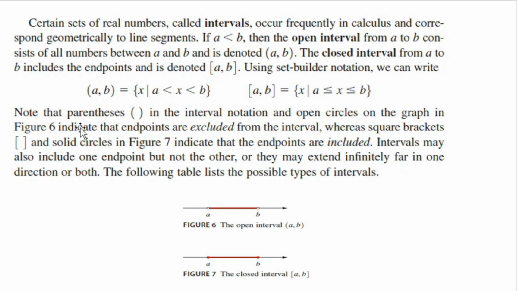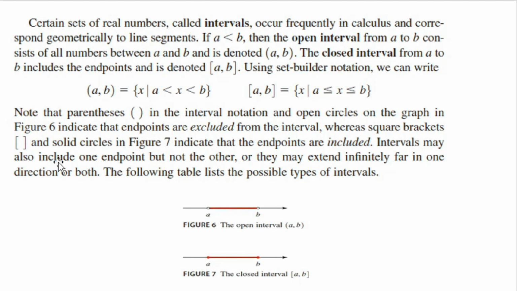Note that parentheses in the interval notation and open circles on the graph, in figure 6, indicate the endpoints are excluded. So for figure number 6, we have an open dot or open circle, meaning that value is excluded from the interval. Whereas square brackets and solid circles in figure 7 indicate that the endpoints are included.